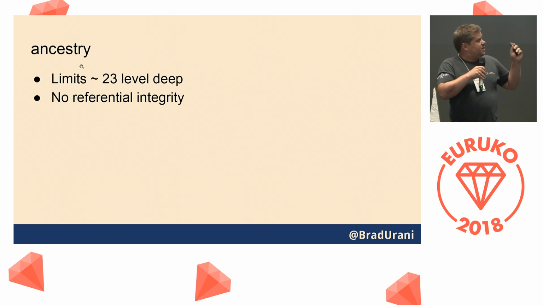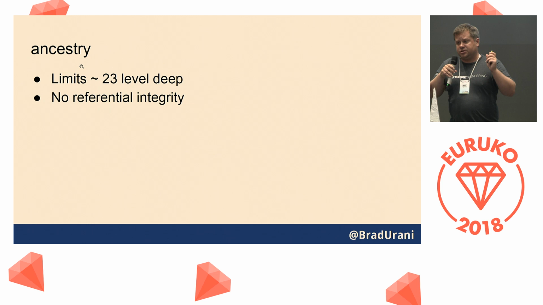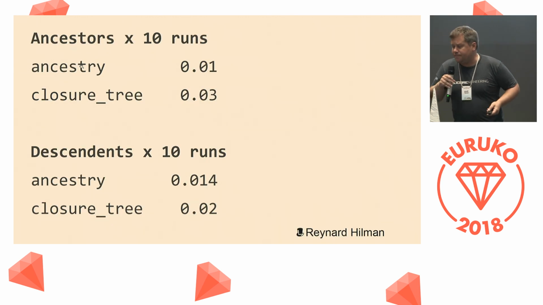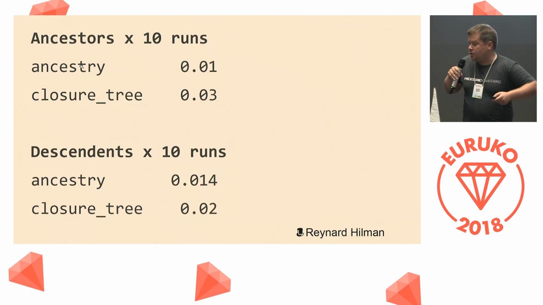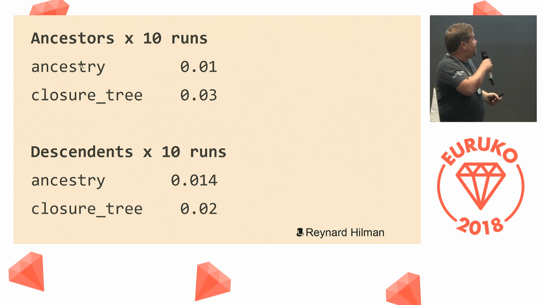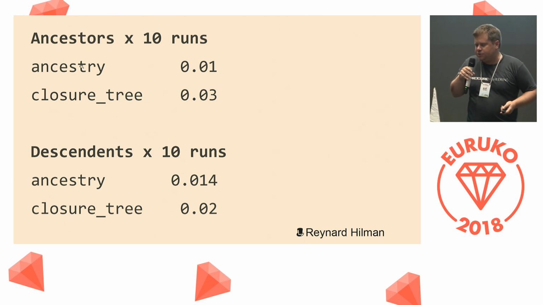There is a pretty big limitation in this approach, which is no referential integrity. That means because we're representing the parents as a string, you cannot put a foreign key constraint on that column. So there's a potential for data mistakes, right, due to programmer error, race conditions, things like that. But this is fast. So a little performance comparison. This is from a blog post by Reynard Hillman. A little blog post shows that Ancestry is typically 3 times faster than Closure Tree for most of the kinds of things you would want to do in this.